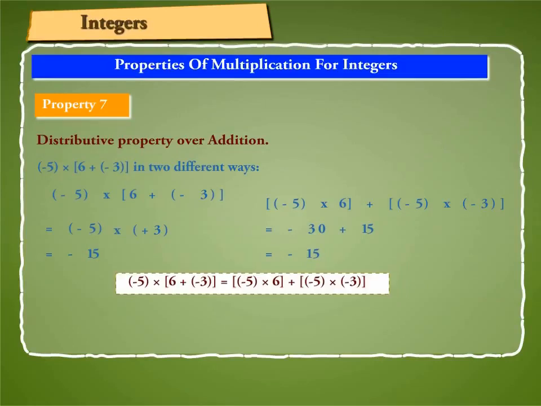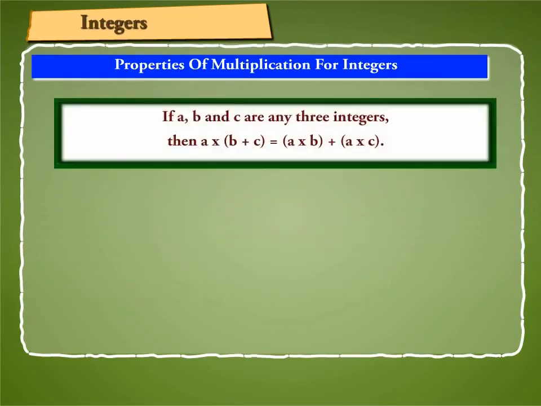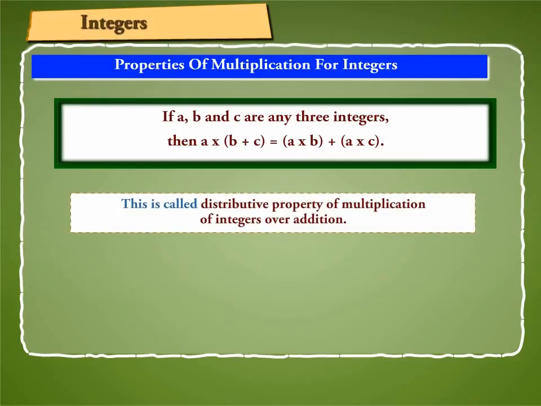Thus we see that minus 5 into 6 plus minus 3 is equal to minus 5 into 6 plus minus 5 into minus 3. Hence, if a, b and c are any three integers, then a into b plus c is equal to a into b plus a into c. This is called distributive property of multiplication of integers over addition.